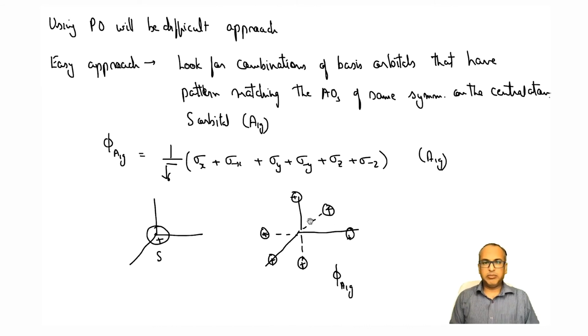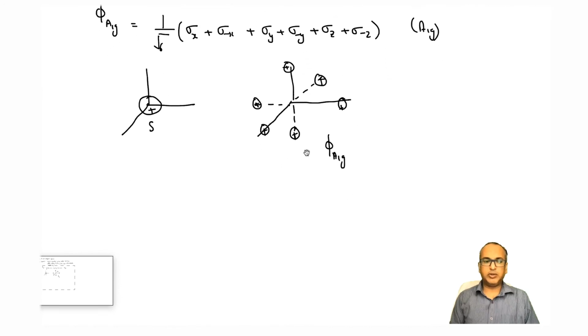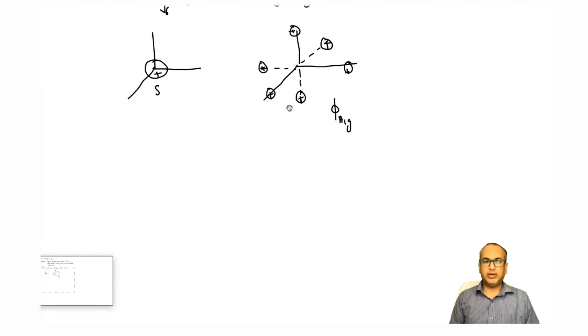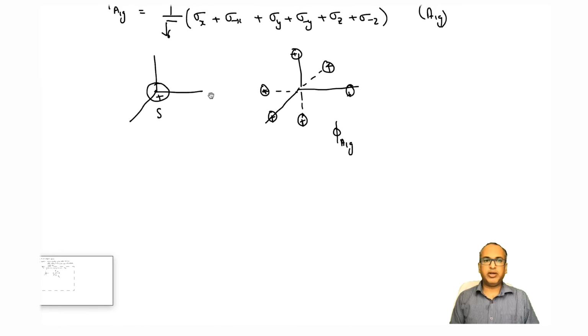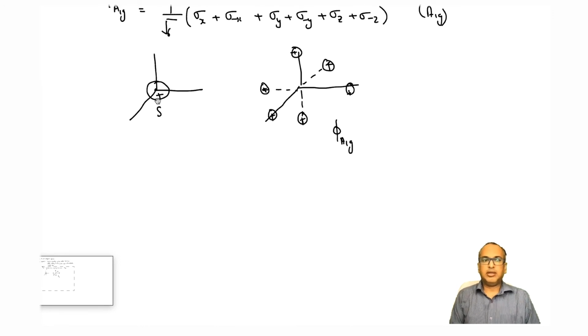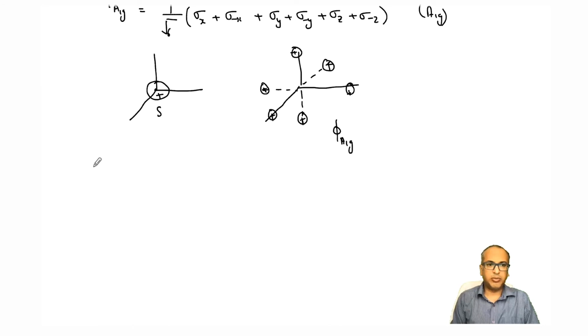So this is a very simple approach. Directly we have understood what will be the combination of different orbitals based on the central metal atom orbital of the same symmetry. So now let us move further with the next set of orbitals.